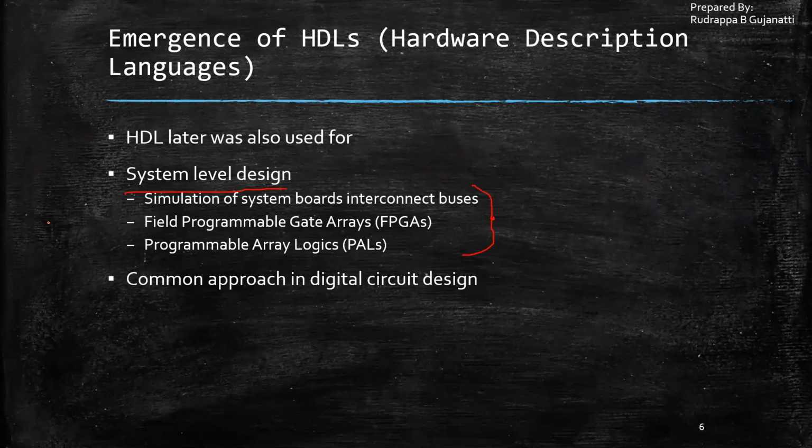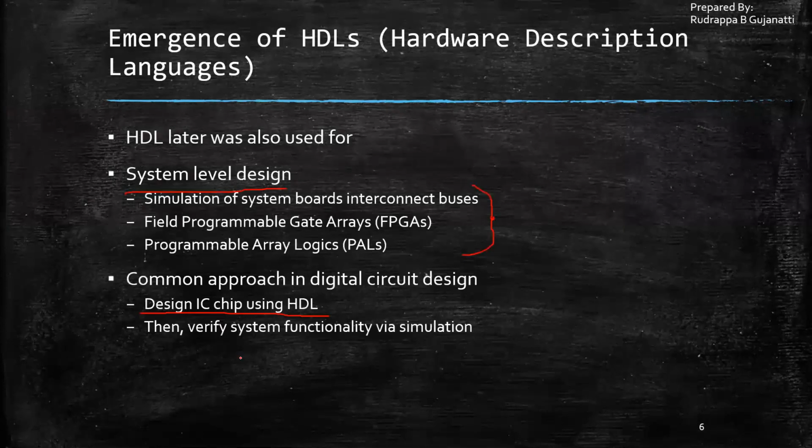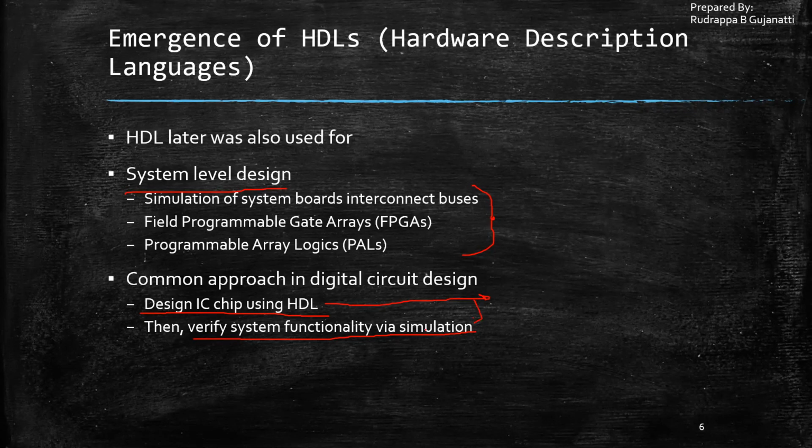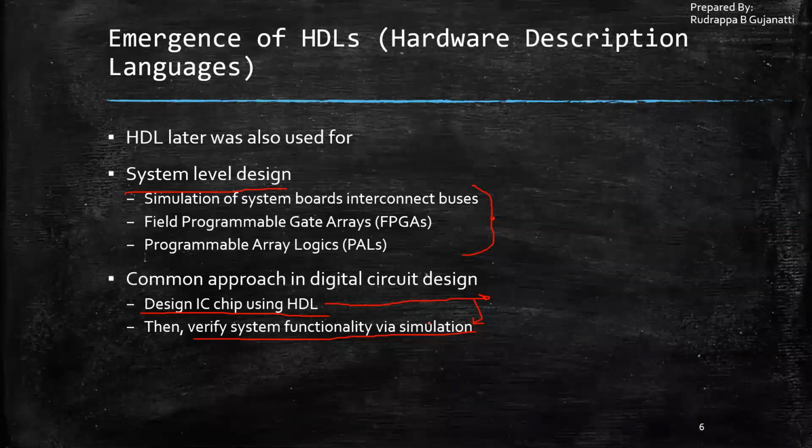Now, another common approach in digital circuit design is that first you design the chip using the HDL, and then you verify the system functionality via simulation. You are just designing the chip, and for what purpose that chip is utilized, you are verifying it in a simulation form. Using the HDL, you are designing the entire chip. Once the chip has been designed, you test its functionality.